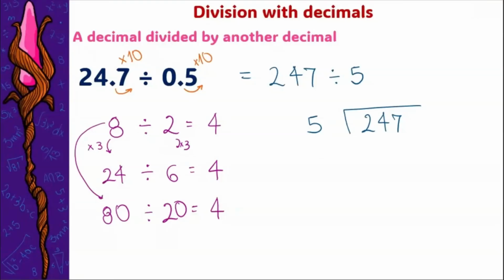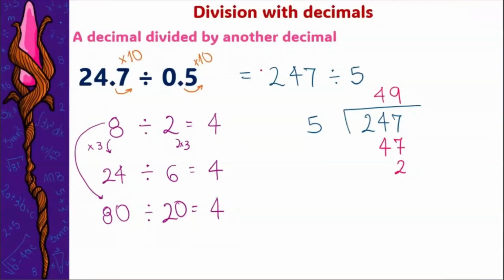2 is smaller than 5, so we take the 24. 5 times 4 is 20, 20 to 24 is 4. And we bring down the 7. Now 5 times 9 is 45. 45 to 47 is 2. So this is the remainder.